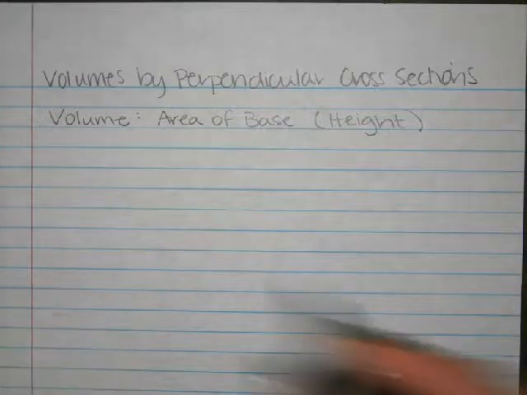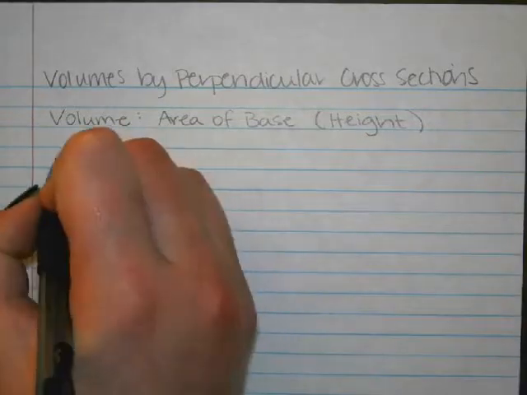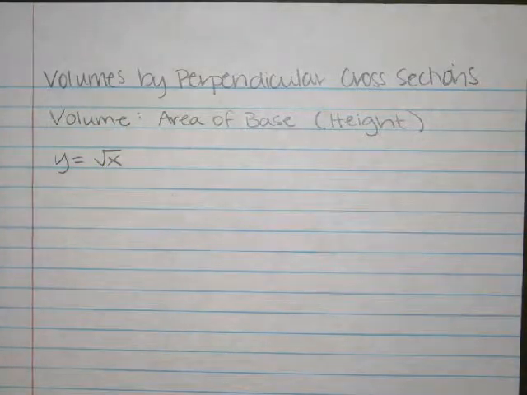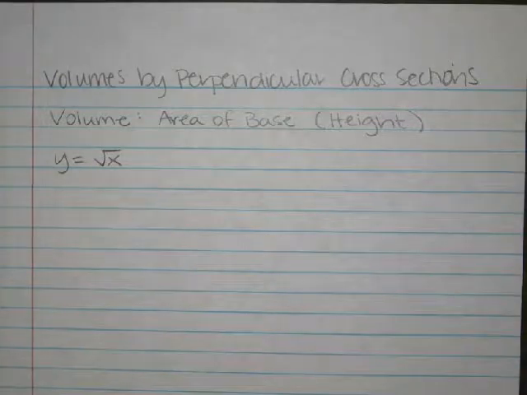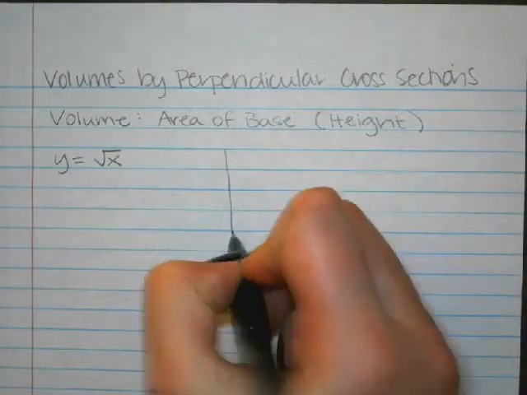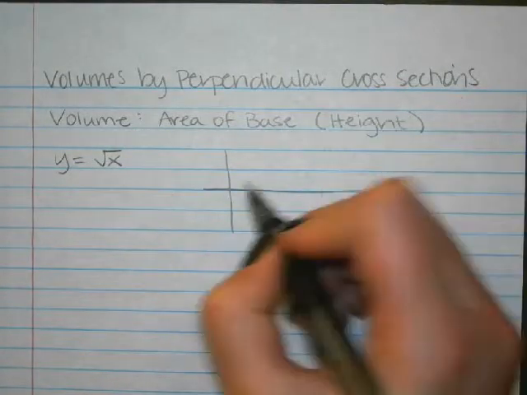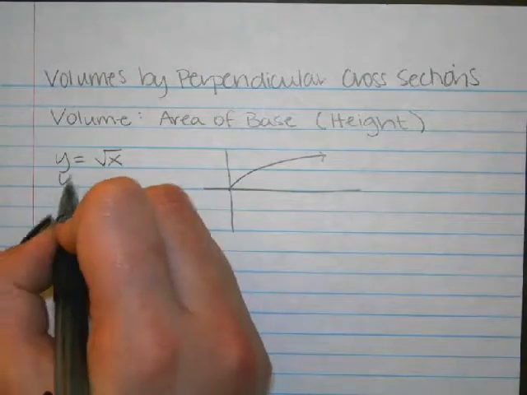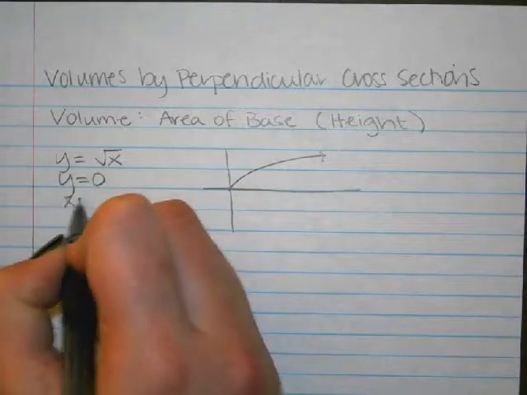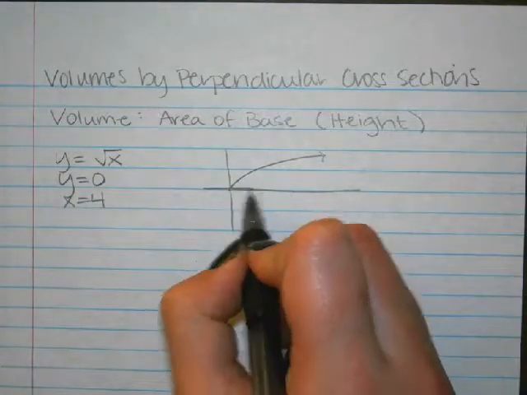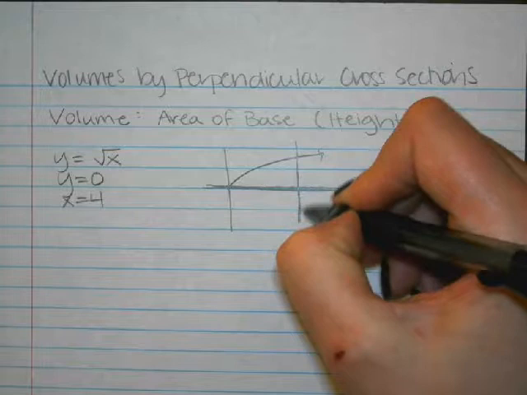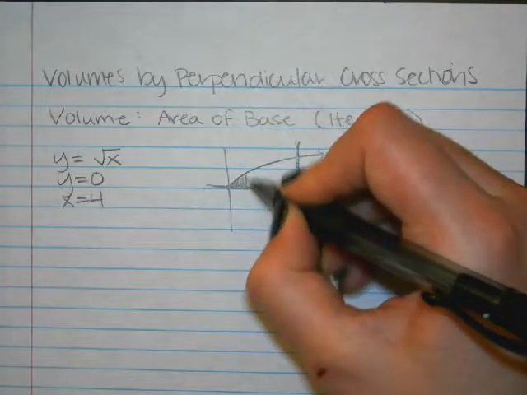So what we're going to start with is the curve y equals the square root of x. I just want you to be able to visualize this, so I'm going to show you what I mean by those slices. Here's what the square root graph looks like, and I'm going to bound it with the line y equals 0 and x equals 4. So y equals 0 is right here, that's the x-axis. x equals 4 is right there. So this is my shaded region right here.